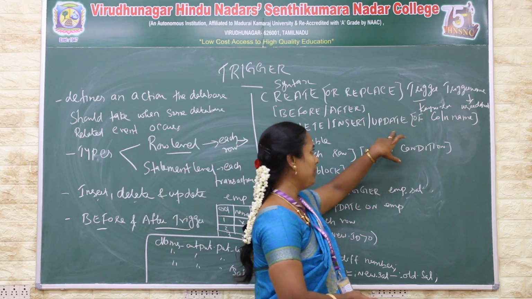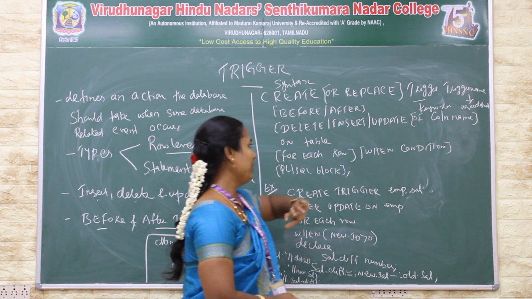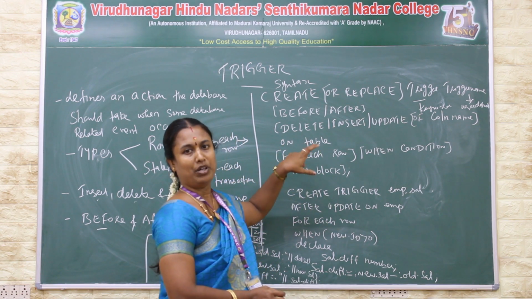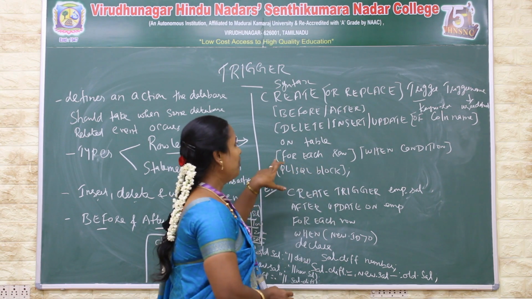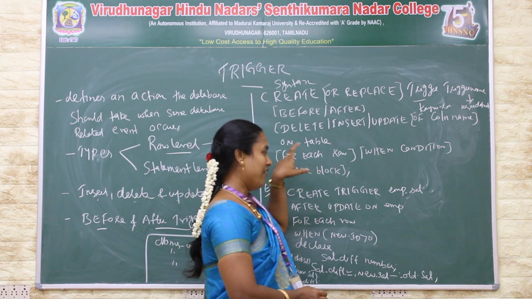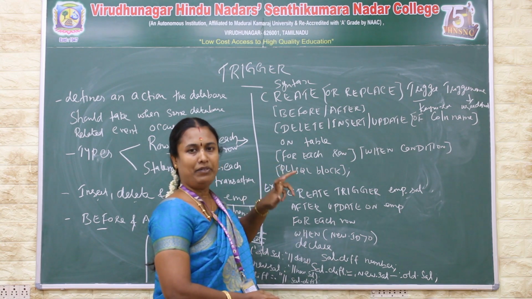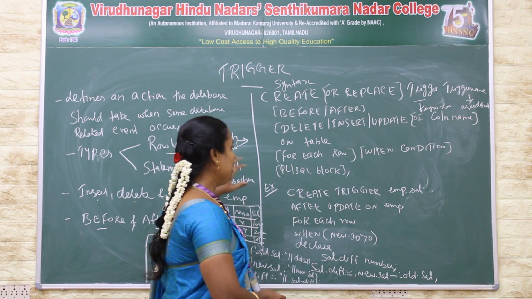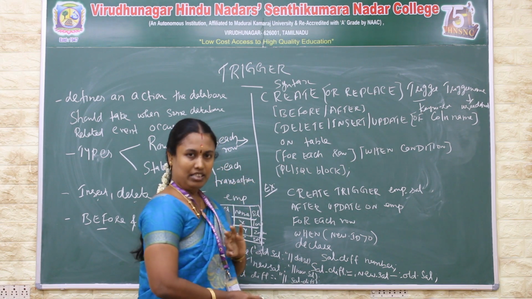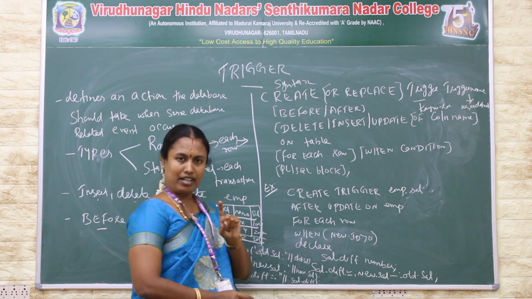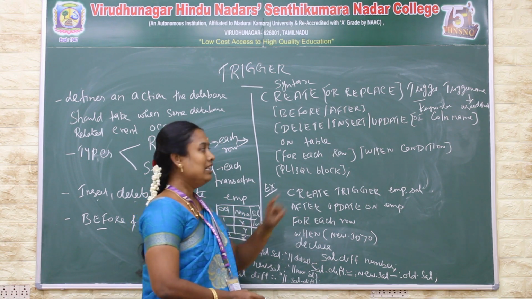Delete or insert or update. For which column you are going to specify. Then on table, specify which table you are going to apply the trigger. Then for each row means it is applied to every row, otherwise you can apply it to a specific row. For example, this table contains 3 records, and I need to make the salary updation for only 1 record, so at that time I have to make the condition.